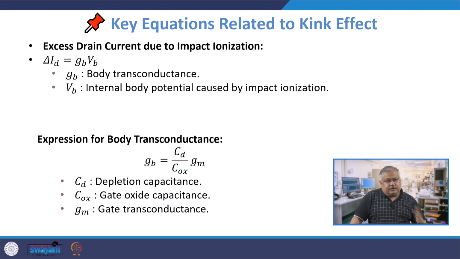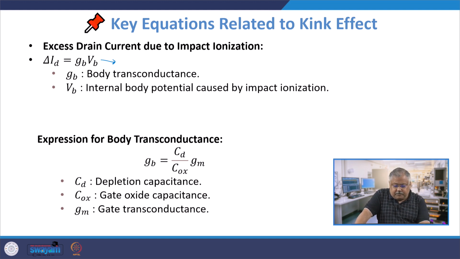We have already discussed this. Quickly we will go ahead and do a quick recap of the equations which we use for kink effect. This is g_b into V_b. So if you want to predict the drain current because of the impact ionization, please predict the value of the body transconductance, multiply that with the body potential, and you will get whatever delta I_D you will get.